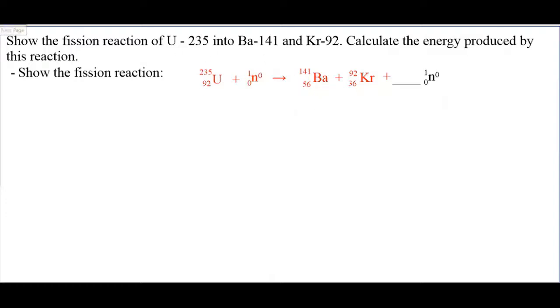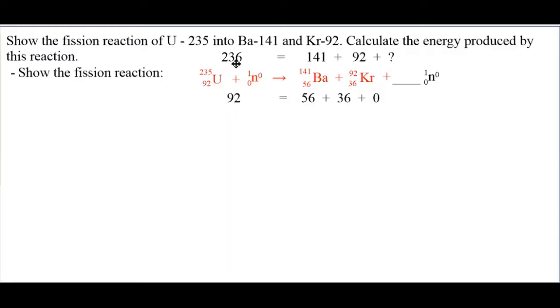So in this case, here's what I do with the math. First of all, I like to make sure that the atomic number, the number of protons, adds up properly on both sides. So 56 and 36, if you add them together, you do get 92. Whereas for the atomic masses, 235 and 1 gives you 236.